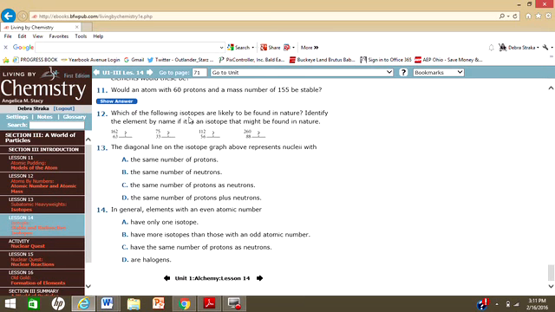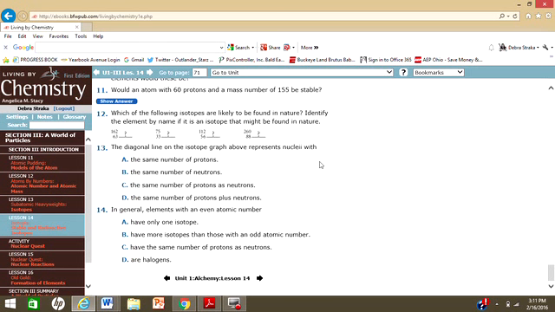Number 12. Which of the following isotopes are likely to be found in nature? Identify the element by name if it is an isotope that might be found in nature. So you're going to go look and see, is there something at 63? And then remember, you're going to do 162 minus 63 for the number of neutrons. So if there's something at 63, and whatever that answer is, then yes, you've got something that could be found in nature. If there's nothing there, you're going to say no. Okay, go ahead and hit pause. Do that one.